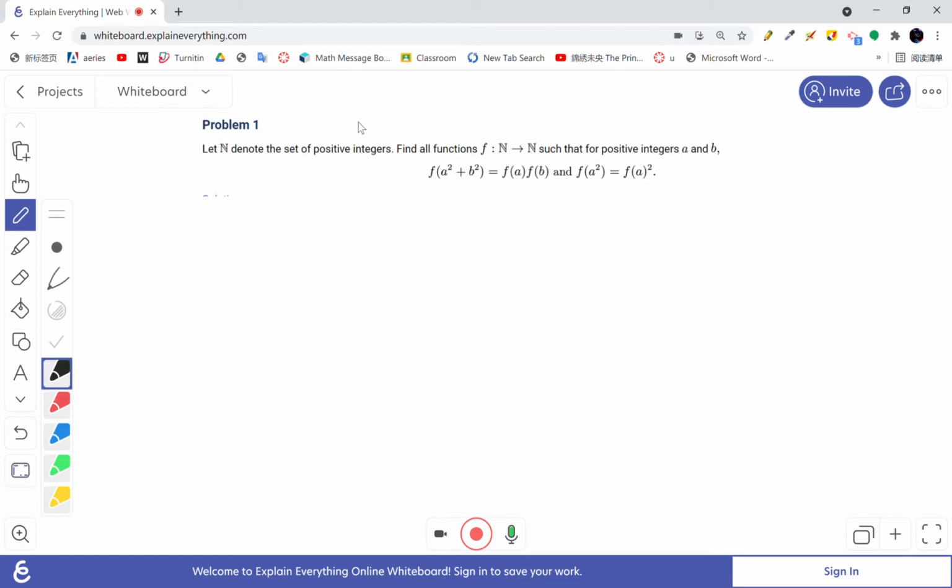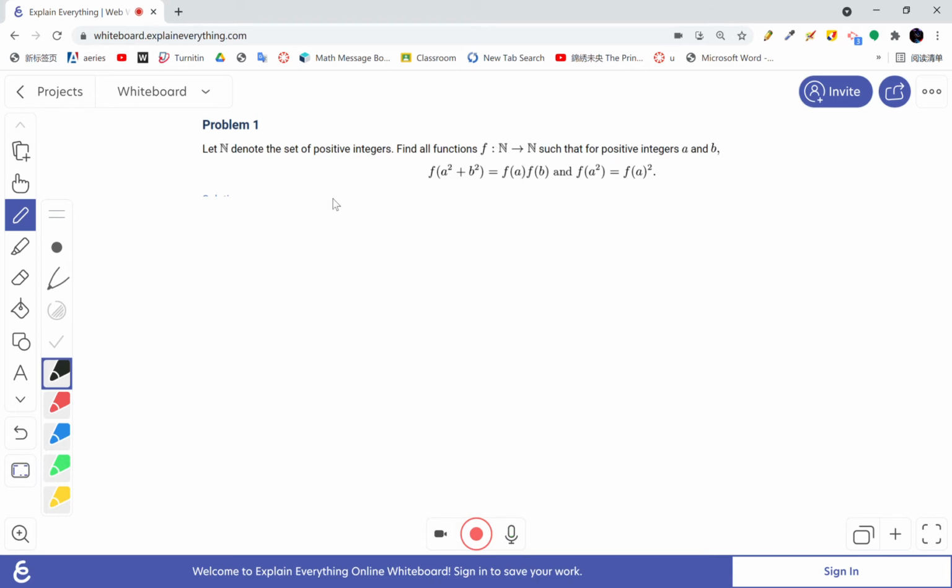So today I'm going to be live solving the 2021 USA JMO problem 1, which asks: let N be the set of positive integers, find all functions f from the natural numbers to the natural numbers such that for all positive integers a and b, f of a squared plus b squared is equal to f of a times f of b, and f of a squared is equal to f of a, squared.